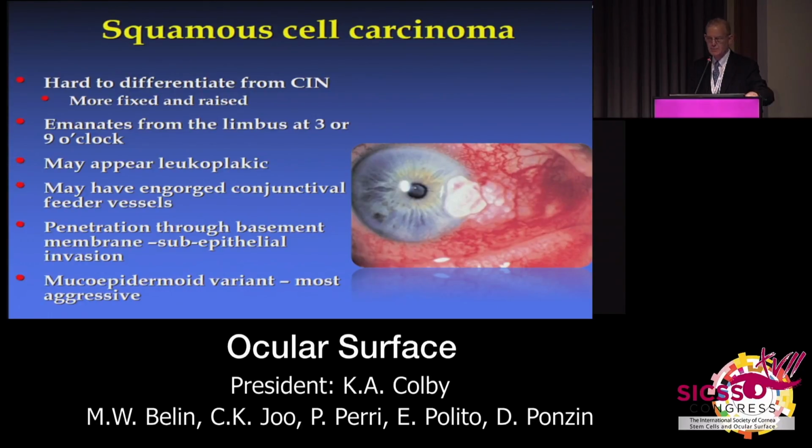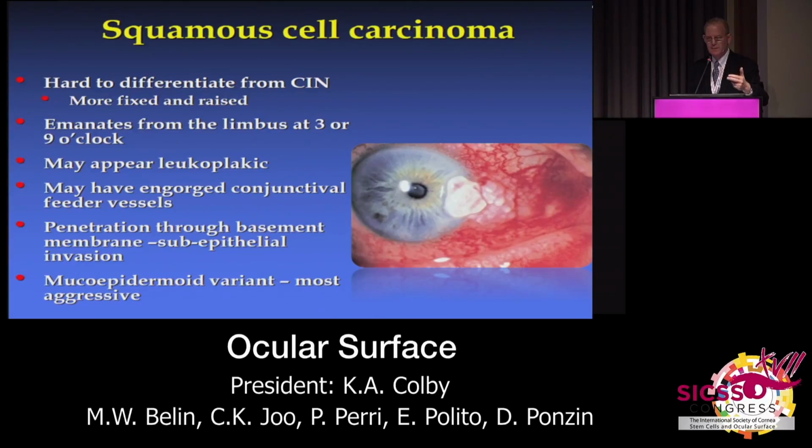advancement to squamous cell carcinoma or differentiation from squamous cell carcinoma. And it's hard to differentiate these on just exam alone, but in general, a squamous cell will be a little more fixed and have more volume. It tends to be more raised. It emanates usually from the limbus at 3 or 9 o'clock. You can have leukoplakia, engorged conjunctival feeder vessels, and on histology, this will then penetrate.